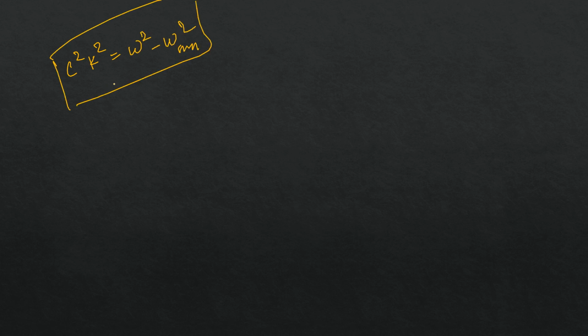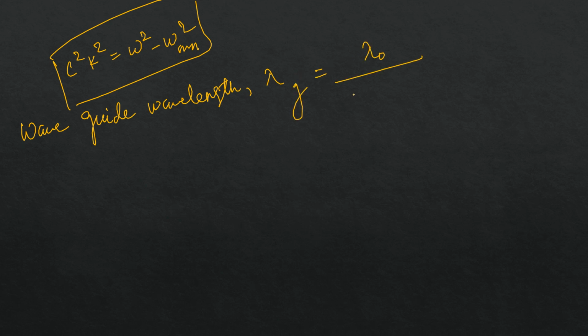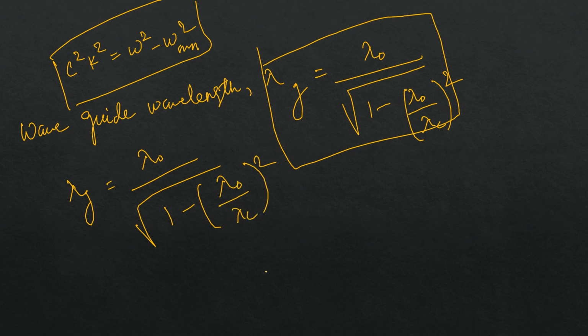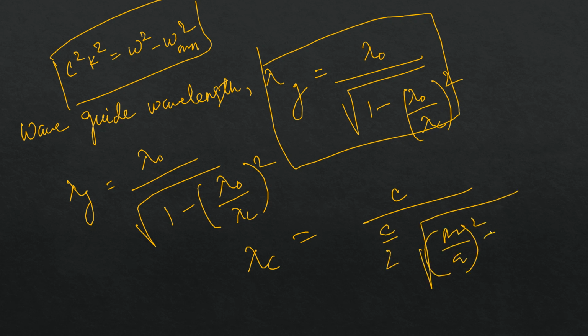This is the formula. Okay. So what is the waveguide wavelength? Waveguide wavelength lambda g is equal to lambda naught divided by root over of 1 minus lambda naught by lambda c whole square. Whereas lambda c is c divided by c by 2 root over of m by a whole square plus n by b whole square. Okay. Yeah.